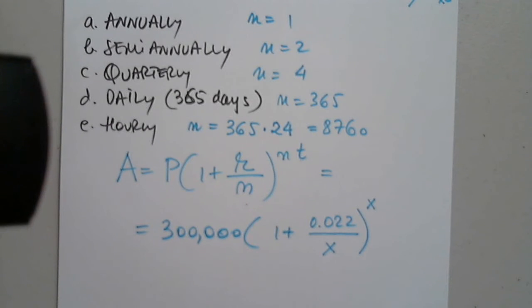Okay, 300,000 parentheses 1 plus 0.022 divided by x, close the parenthesis, caret for the power. I always put all powers in parentheses because you may not have a sophisticated calculator, and the older calculators need parentheses for the power. In the newer calculators you don't, but I always put parentheses around the power. Okay, and then we go to second and table set.